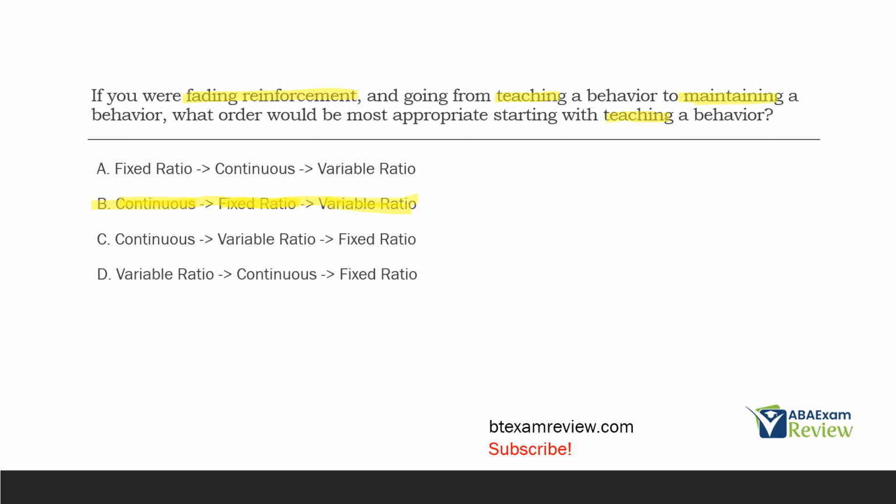Continuous is an FR1, so every single response is reinforced. Fixed means there's a consistent amount of responses required, right? It's never changing. And then variable is that slot machine effect, which is the strongest type of basic schedule. So teaching is continuous to fixed to maintaining, which is variable.